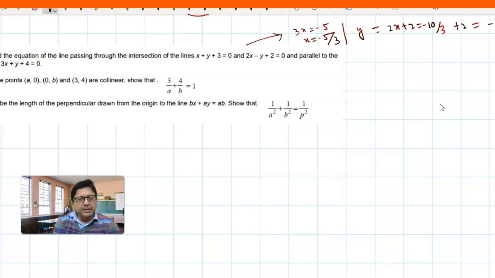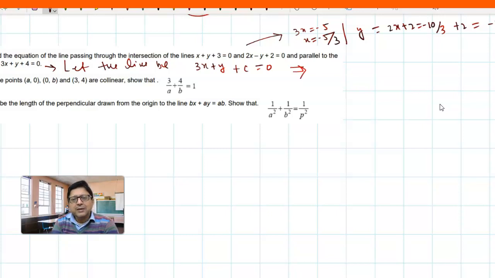A line parallel to this line can be taken as, let the line be 3x plus y plus c equals 0. Now the point of intersection you got will lie on this line. Put x equals minus 5 by 3, y equals minus 4 by 3 to get the value of c: 15 plus 4, 19 by 3. So the required equation is 3x plus y plus 19 by 3 equals 0.